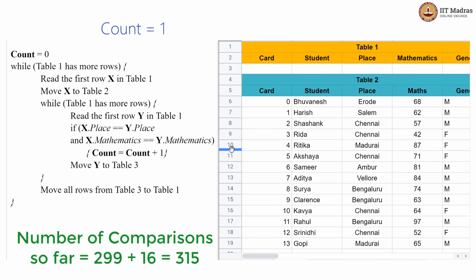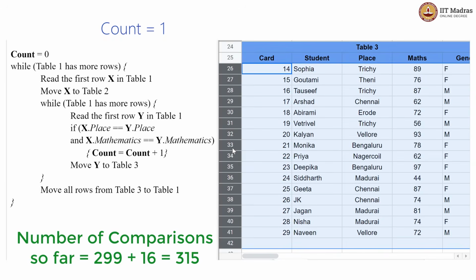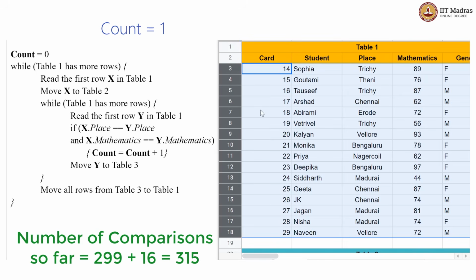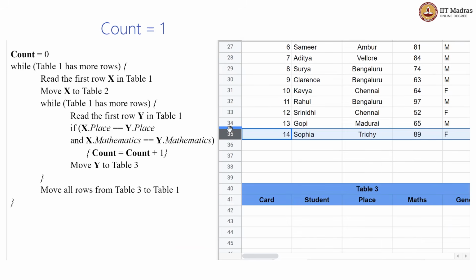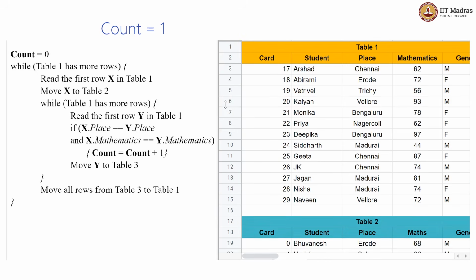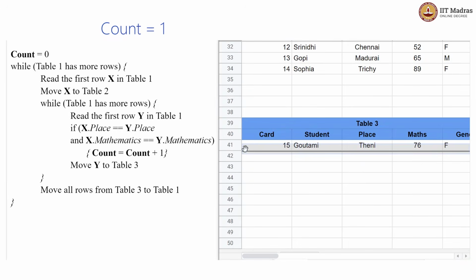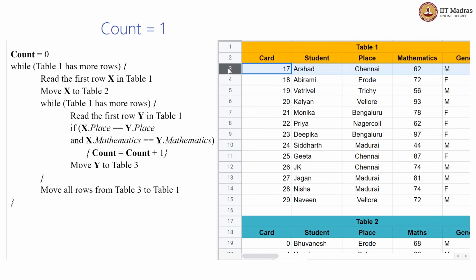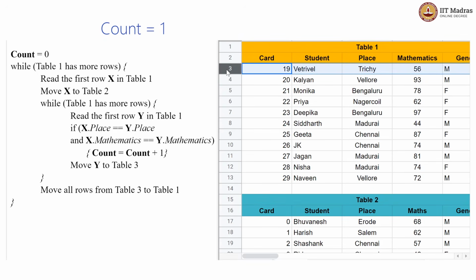So table 1 is now empty. So again we carry table 3's rows and drop them over there. Now this is our row X, which is moved to table 2. It's Trichy 89. Now this is Trichy 87. It's not 89. It's Trichy, not 89.